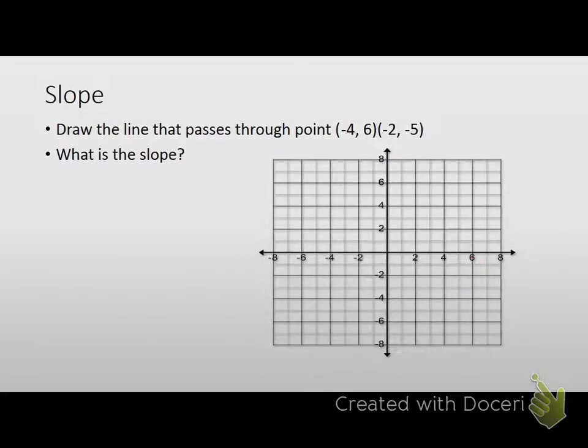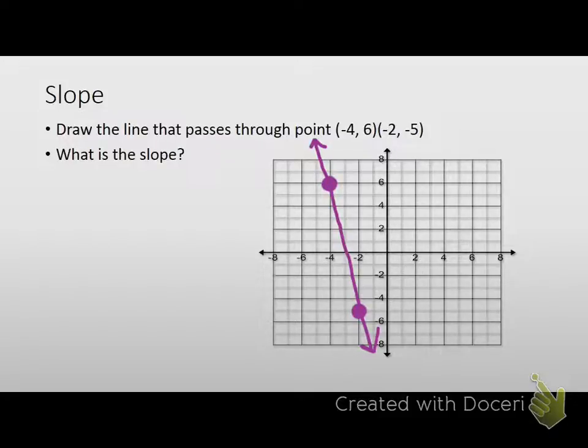What about this one? Draw the line that passes through the points, and then what is the slope? How do I do that? What do I do? Plot the points. The points are -4, 6 and -2, -5. Before I even figure out what the slope is, is my slope positive or negative? Negative. It's clearly sloping down.